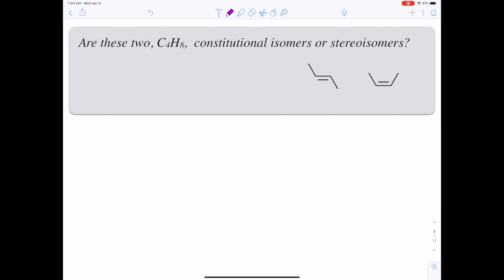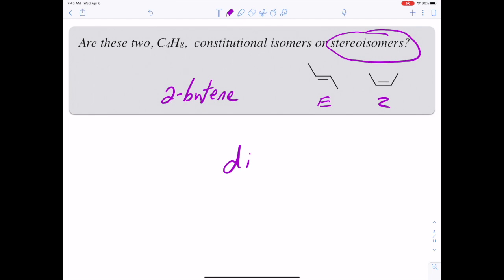How about these two? Well, they are both 2-butene, but we have the E and the Z forms. So these are stereoisomers. But are they mirror images of one another? No, they're not. So we call these diastereomers.